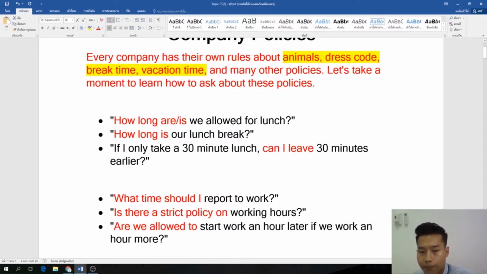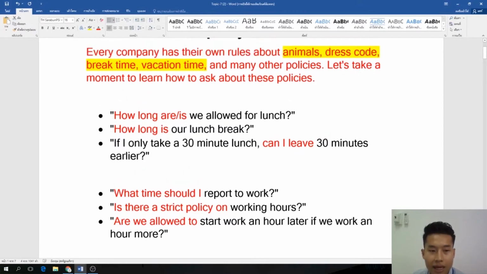And the second one, how long is our lunch break? So why do you have to use how long is here? Our is the pronoun, and our lunch break is talking about the time, that's why you have to use is here. You cannot use are. In this case, our is even plural, but right now it's a pronoun, it's not the subject. That's the reason why you have to use is here.